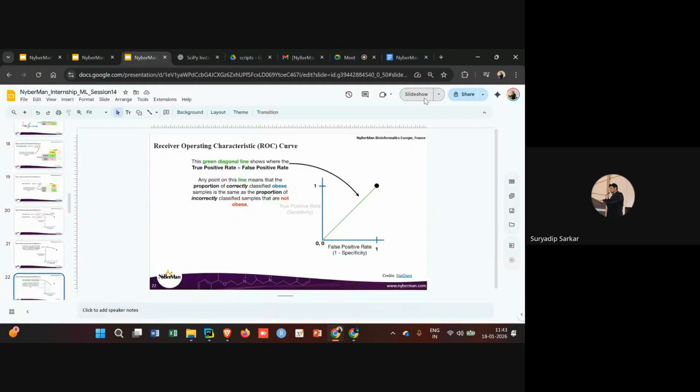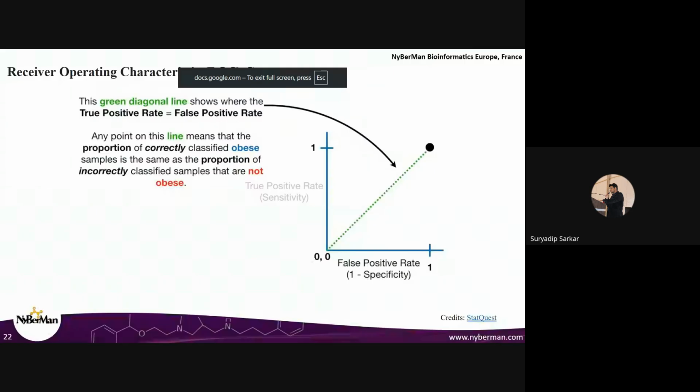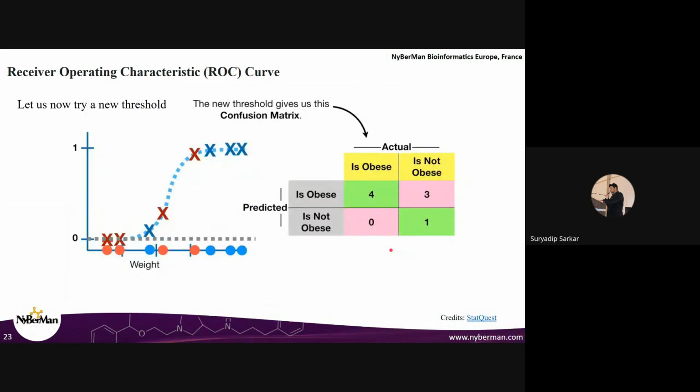Okay. So this green line is nothing but a baseline basically, right? At this point, nothing is changing. Your TPR, or how well you are doing with respect to the positive class, is the same as how bad you are doing with respect to the negative class. So this is kind of your baseline. Now let us try a new threshold, say somewhere around 0.1.